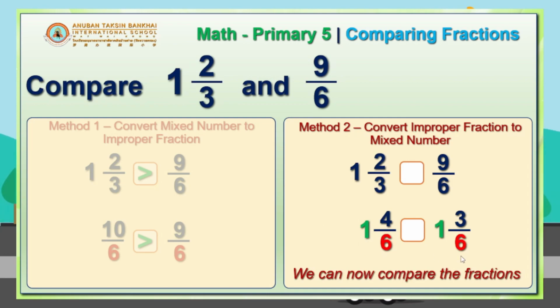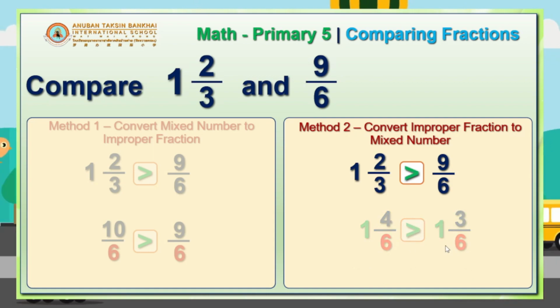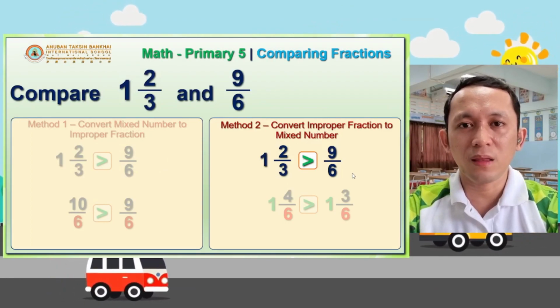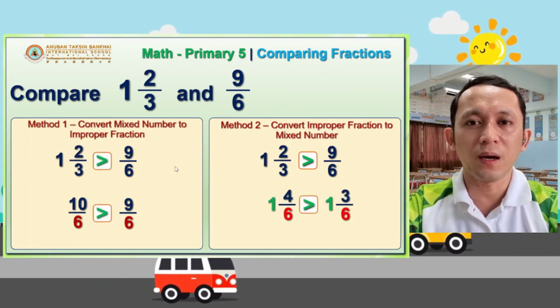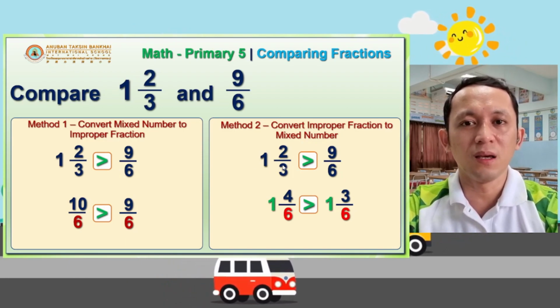So we can now compare the following mixed numbers. You can see that 4 is greater than 3, so therefore we can say that 1 and 4 over 6 is greater than 1 and 3 over 6. So we have the same answer. Okay, so again, we have two methods. It's up to you which method you would like to use, as long as your answer and your process is correct.